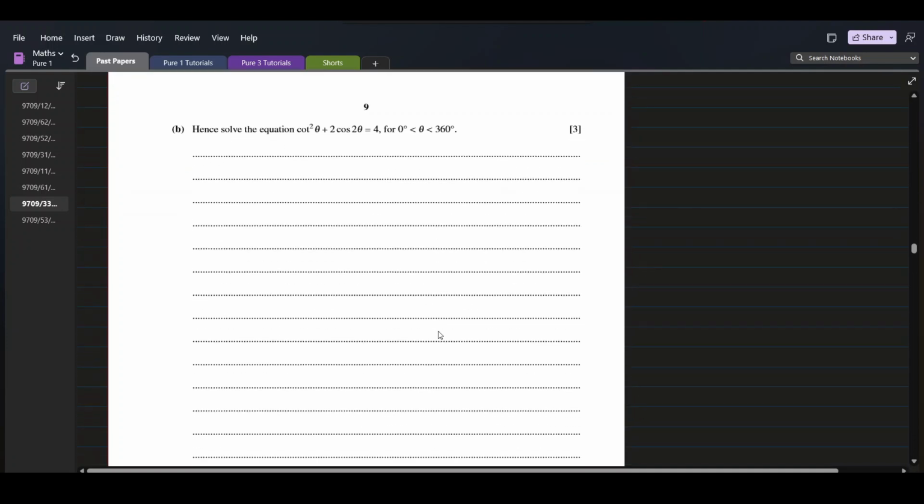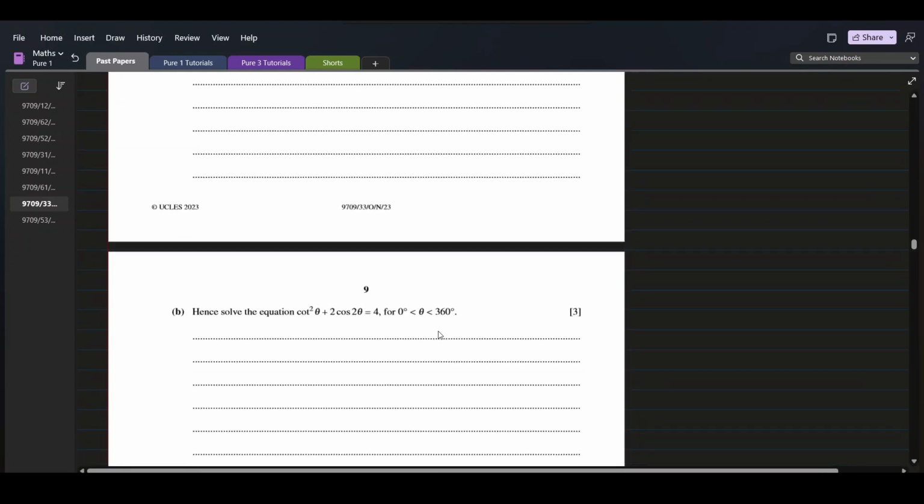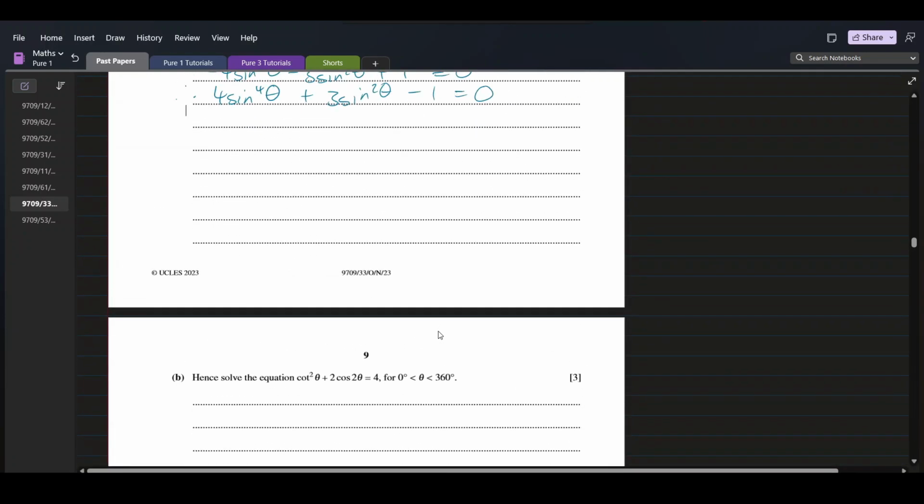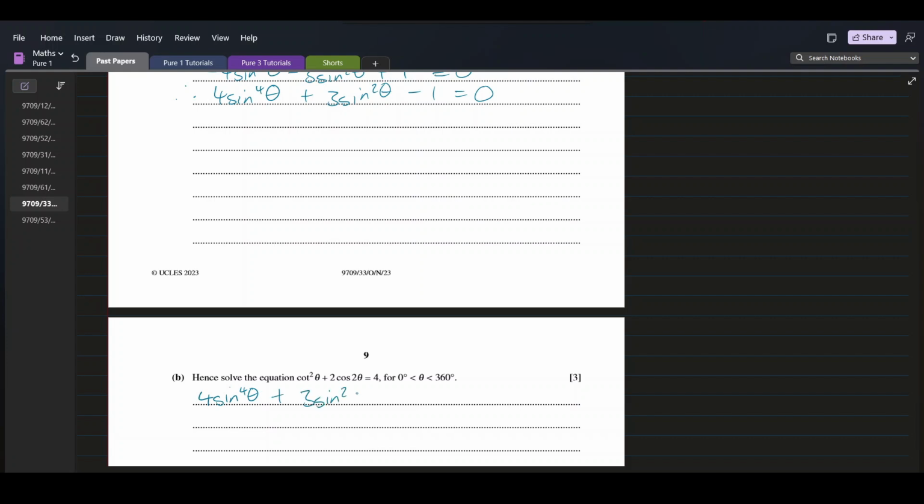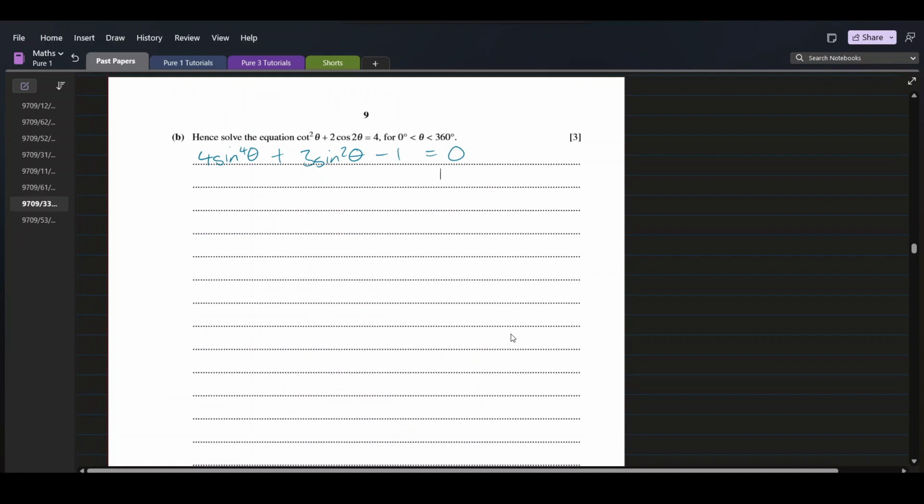Hence solve the equation cos squared theta plus 2 cos 2 theta is equal to 4 for theta between 0 degrees and 360 degrees. So we've seen that the equation we're required to solve can be reduced to 4 sine to the 4 theta plus 3 sine squared theta minus 1 is equal to 0. This is a hidden quadratic, so we can solve our hidden quadratic using factorization.